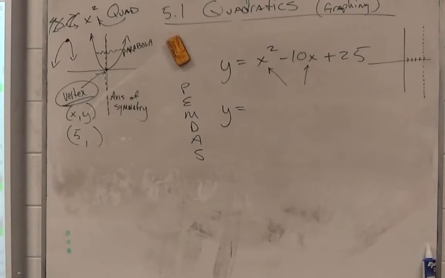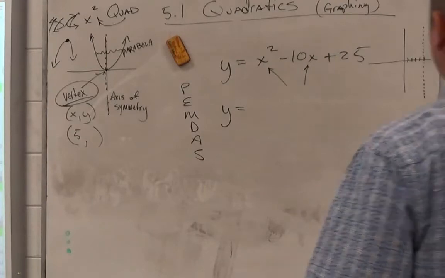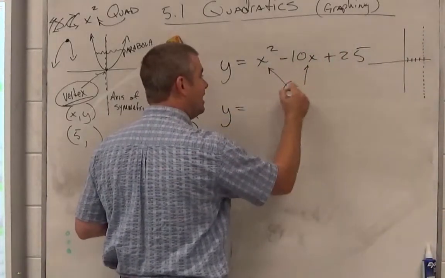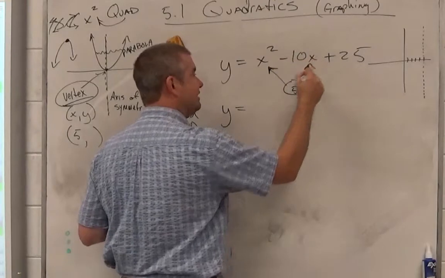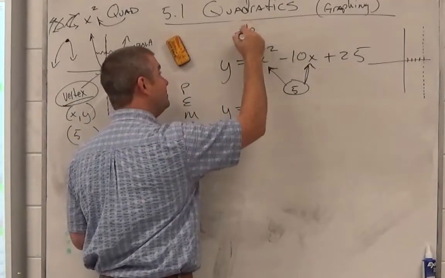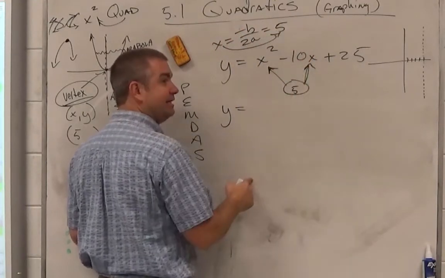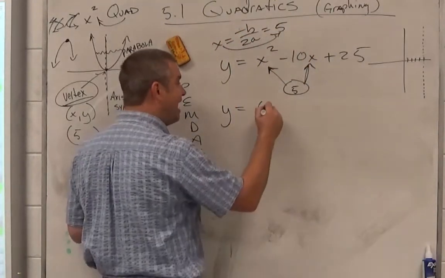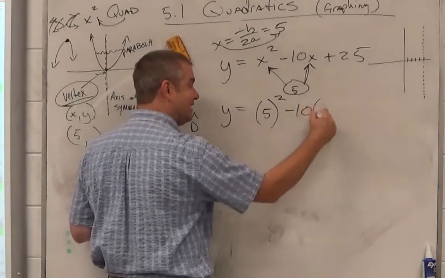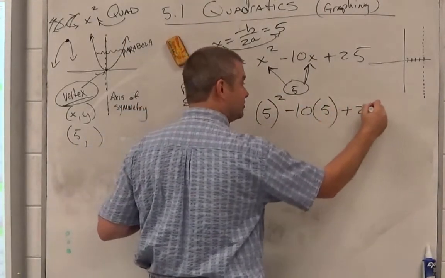Okay, what's negative 1 squared? Positive 1. What's negative 3 squared? Positive 9. What's negative 5 squared? 25. That's what we're getting ready to do right here. x equals 5. So I'm taking a 5 and plugging it in there and plugging it in there. Why? Because negative b over 2a equaled 5. So I suggest 5 in parentheses squared minus 10 times 5 in parentheses plus 25.